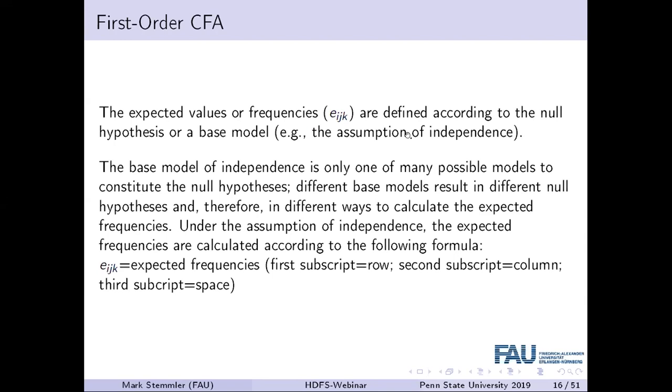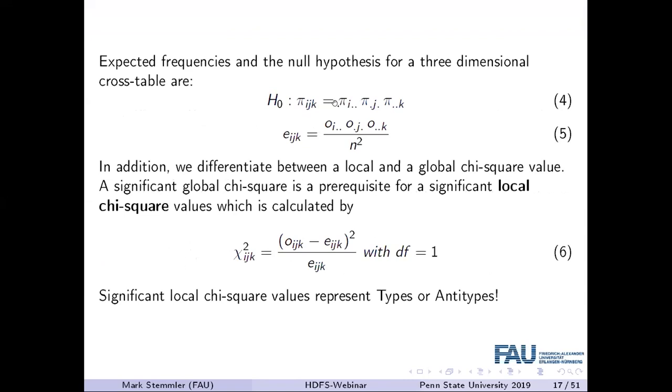Okay, we go to the next page. Here you see the statistical null hypothesis, basically saying that you can calculate the cell frequencies from the marginal sums. This is the way we calculate the expected frequencies for a three-dimensional table, and it can be easily extended to four and five-dimensional tables. You would never run a CFA on a 2x2 table. We are talking about multi-way contingency tables.